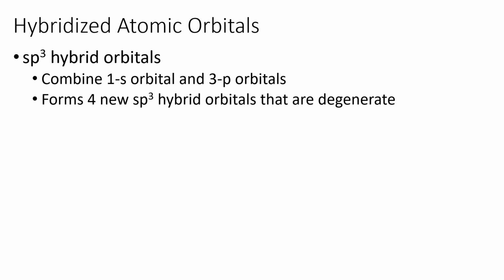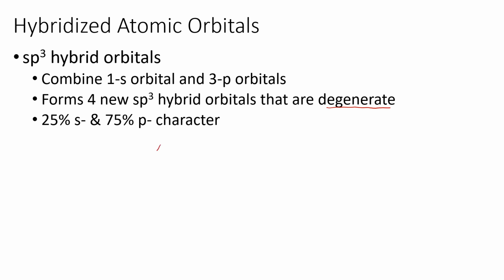And all these orbitals are going to be degenerate. Remember, the term degenerate means the same energy. So all 4 of these new sp3 hybrid orbitals are going to have the same energy associated with them. Each orbital is going to possess 25% s and 75% p character when we talk about the shape and the nature of these new hybrid orbitals that we're generating.